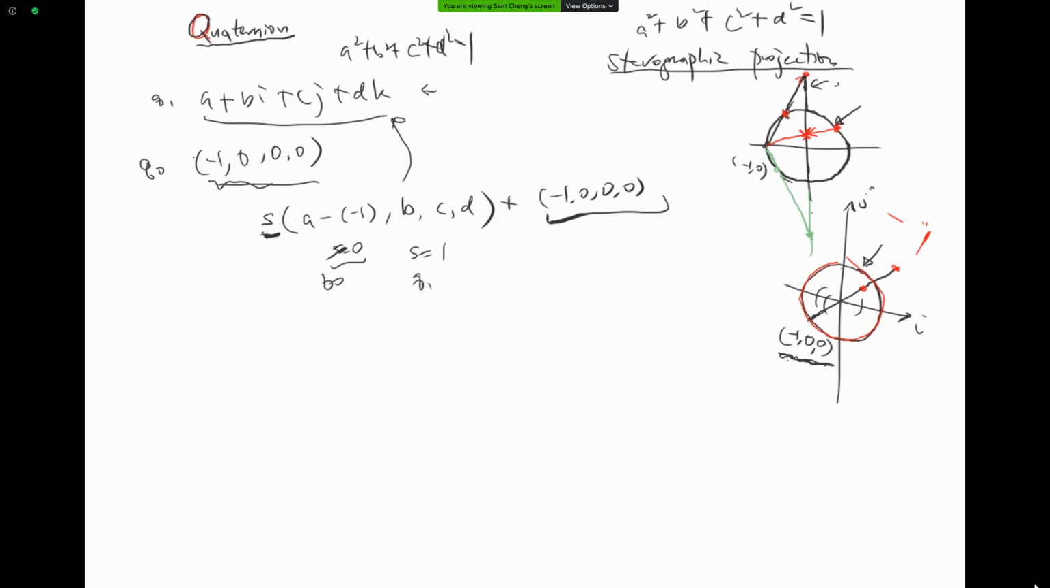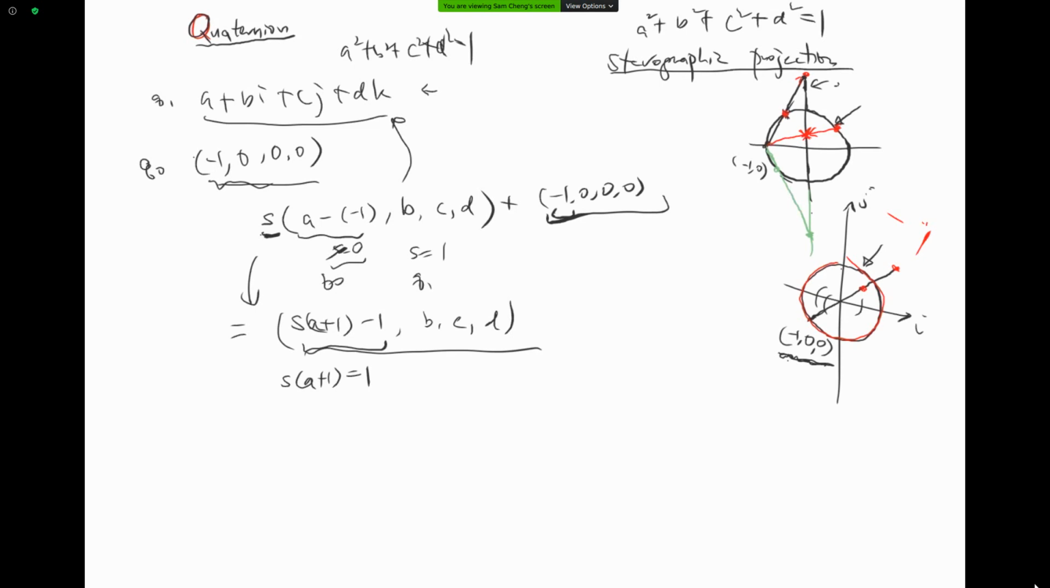Now what I'm interested in is when it intersects at the imaginary plane. When I intersect at the imaginary plane, it means that the real component here is equal to 0. I can write this whole thing as a plus 1 times s minus 1, b, c, d, right? Now I want this line to intersect with the imaginary plane, so that means the first component, the real component, should be equal to 0. So I want s(a plus 1) equal to 1. That's all.